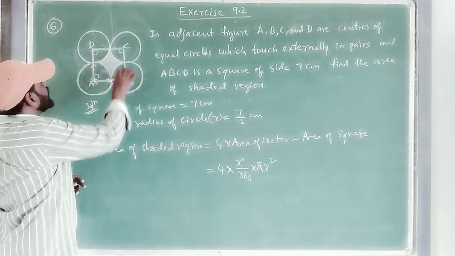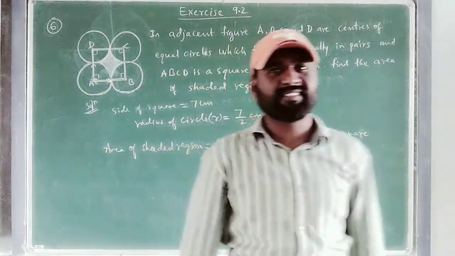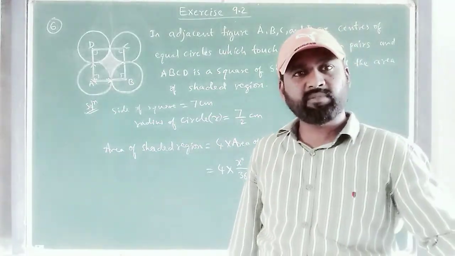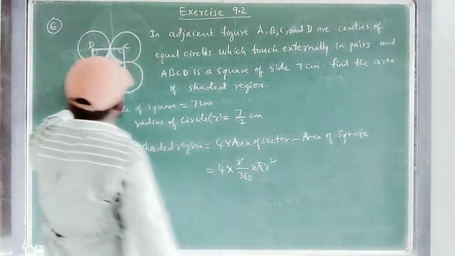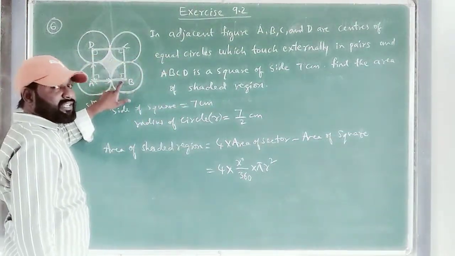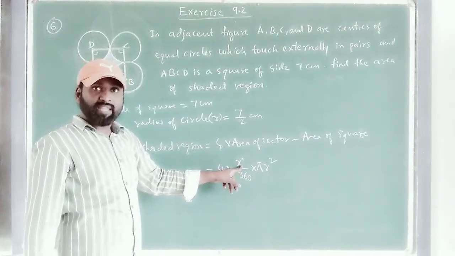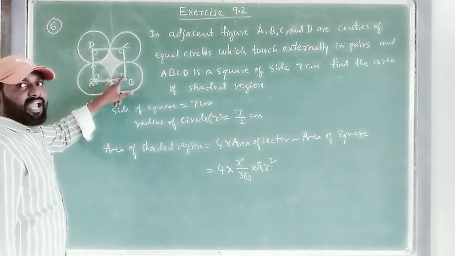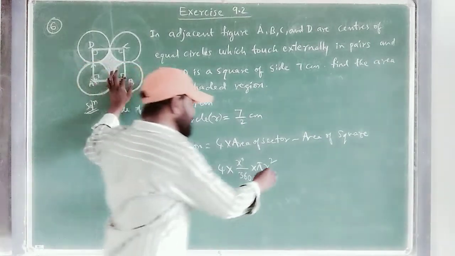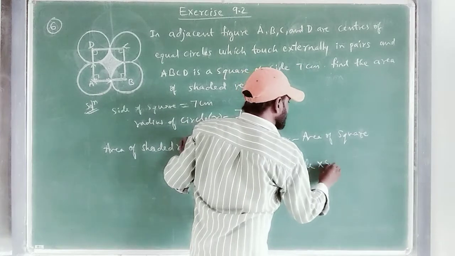As you know, ABCD is a square. In a square, all angles are right angles. Square means all 4 angles will be right angles. Right angle means 90 degrees. That means the angle of the sector here is 90 degrees. So in place of x, we have to substitute 90 degrees. Why? Because it is a square, the angle of the sector is 90 degrees. Minus area of the square, formula side into side.